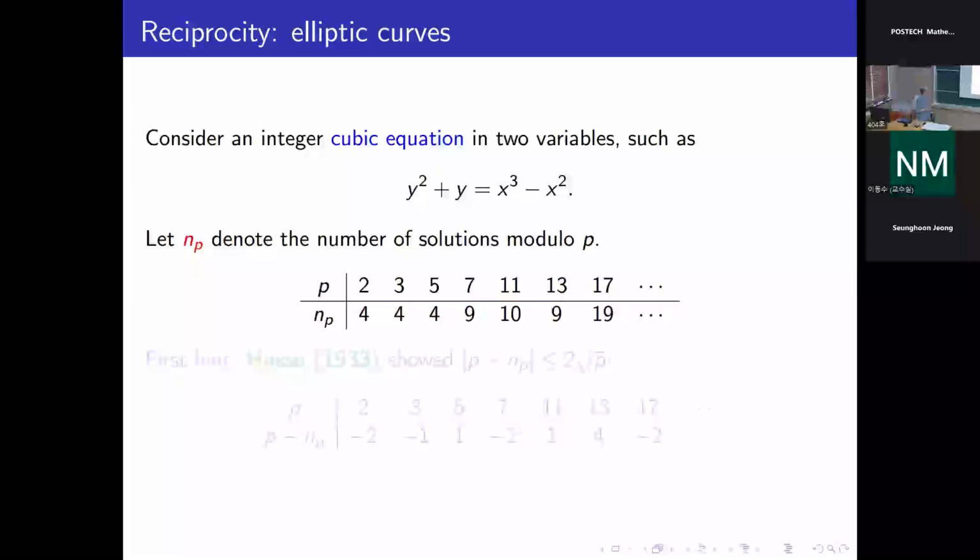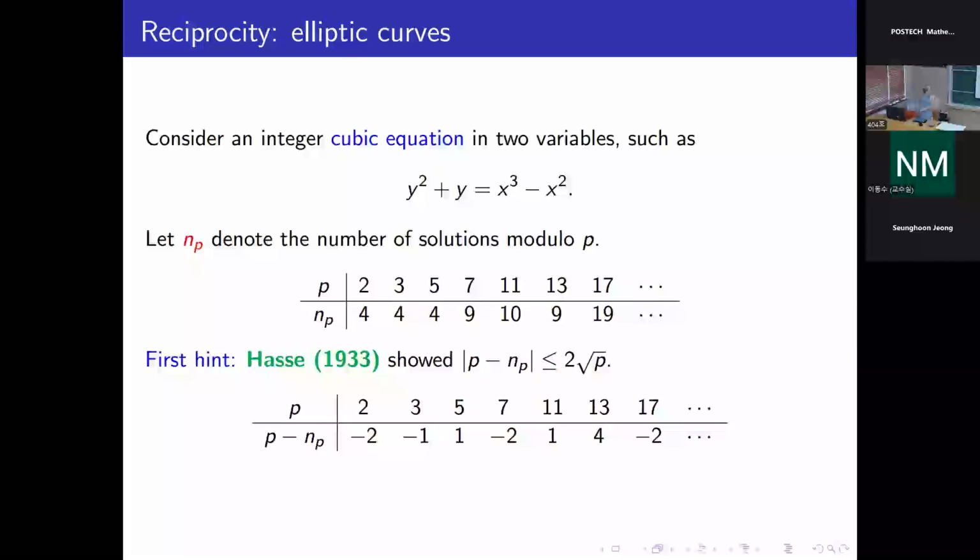And it's easy to count for small primes p, and I tabulated the result here. It doesn't seem to be much structure if I look at it. But the first interesting observation was made by Hasse in the 1930s to show that actually these numbers are close to p. They don't differ too much from p. And the error, in fact, he could show is at most 2 times the square root of p. So if we take that difference, you can see we get numbers that stay pretty small compared to p.